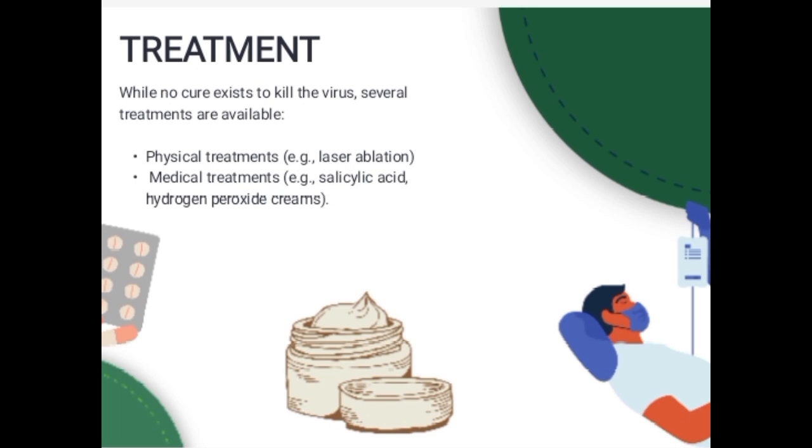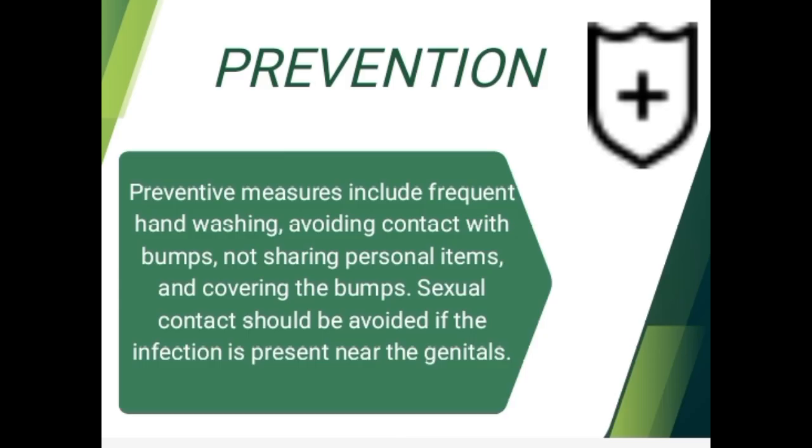So aside from treatment, we also have prevention. How to prevent this kind of virus? Preventive measures include frequent hand washing or proper hygiene, avoiding contact with bumps, not sharing personal items such as towels, as I said earlier, and also covering the bumps. Sexual contact, of course, should be avoided if the infection is present near the genital area of your partner or yourself.